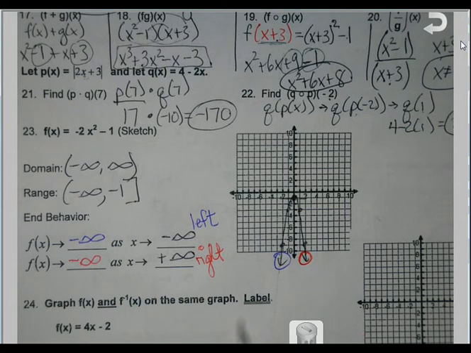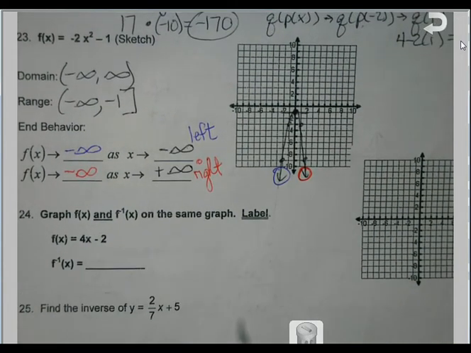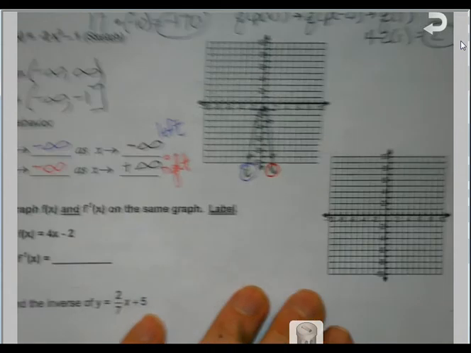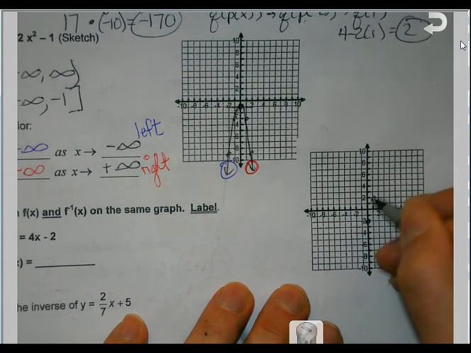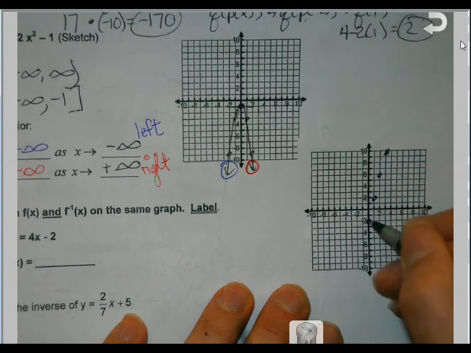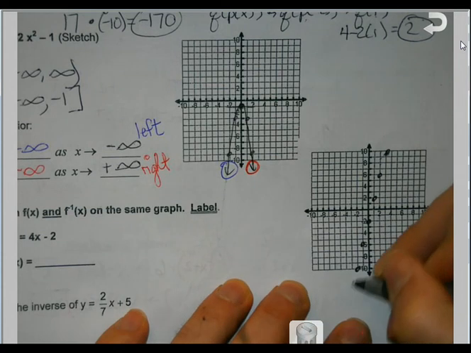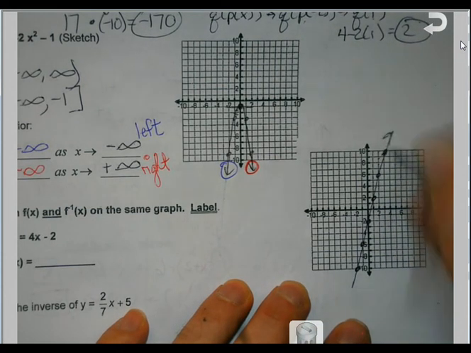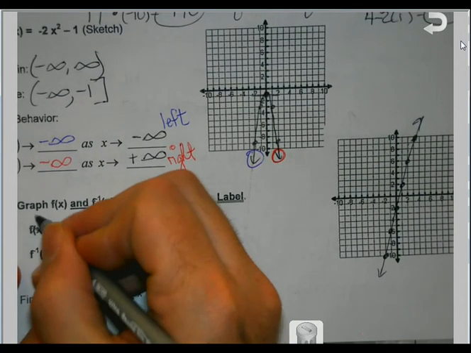So if we're starting to kind of a little bit with homework and stuff, not a good time to be doing it. And then the last couple here of what we've been doing. Graph f of x and the inverse of x on the same graph and label. Okay, f of x is 4x minus 2. Minus 2. 1, 2, 3, 4, 1. Now, I'm going to make mention of something here in a second, but for now, I'm just going to get that graphed.